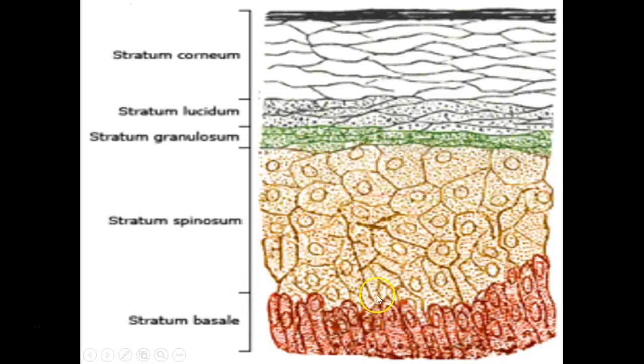So here's some pictures. Stratum basale down here, stratum spinosum. So the cells are reproducing. They may reproduce a few more times, and they start to get squished as they get pushed up. So they flatten in the granulosum. They really become squished and flattened in the corneum and stratum lucidum if it's there.